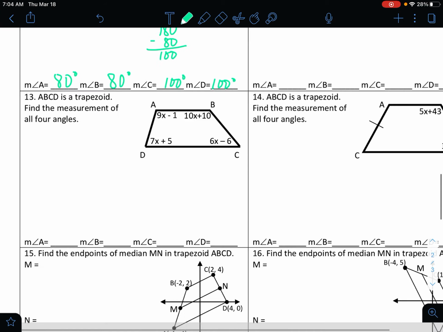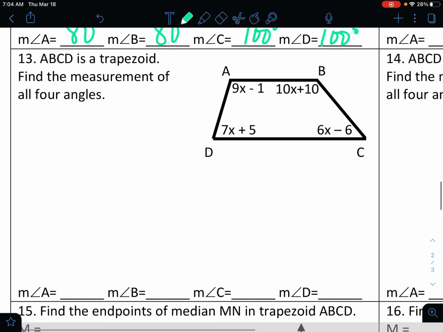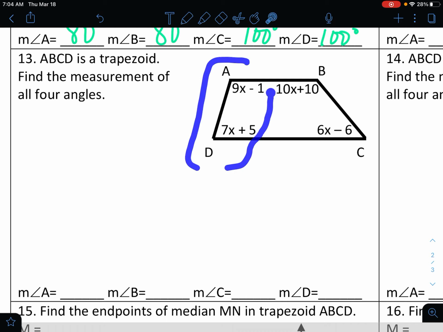Okay, number 13. ABCD is a trapezoid. Find the measurement of all four angles. Okay, this time it's not isosceles. It is not isosceles. So we're going to have to use that whole 180 rule. So on this side over here, A and D will add up to 180. B and C will add up to 180.